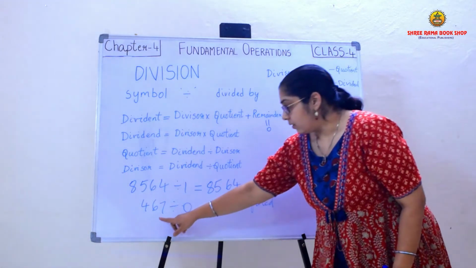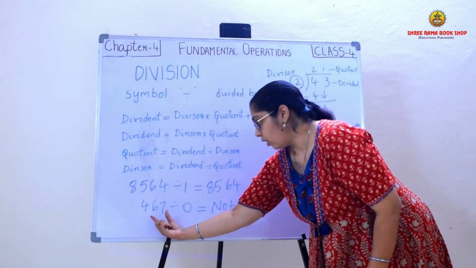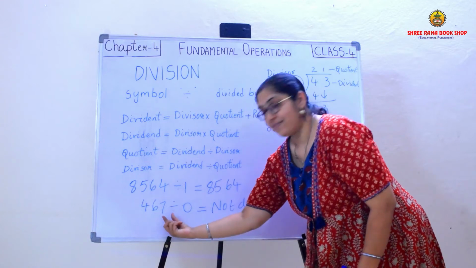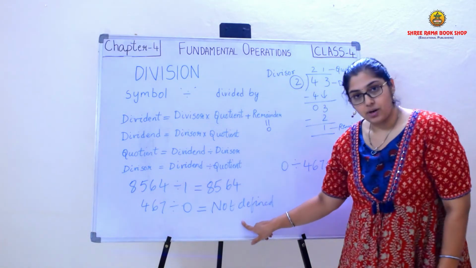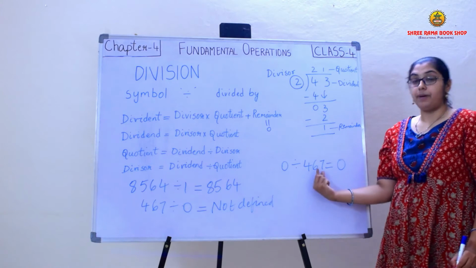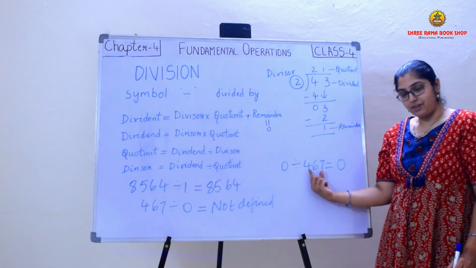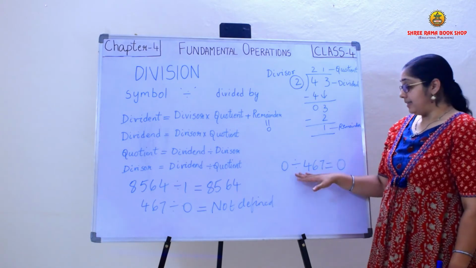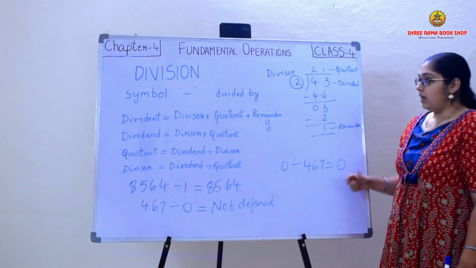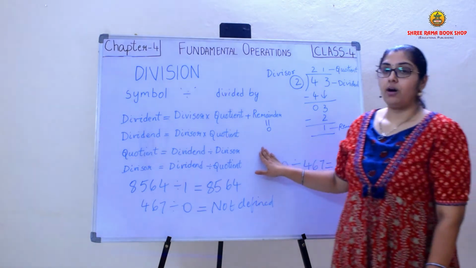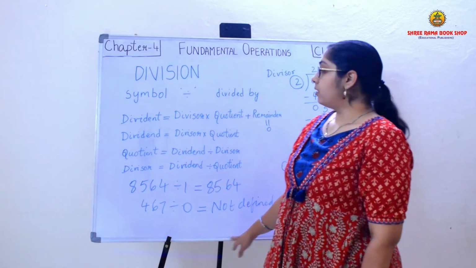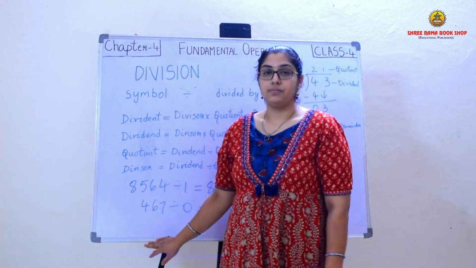Here the order of the numbers is changing. Here 467 is divided by 0, then it is not defined. If 0 is divided by any number, here I took 467, but it can be any number, then the answer is 0. Understood, children? This is a short recall of division. Now we will go for further explanation.